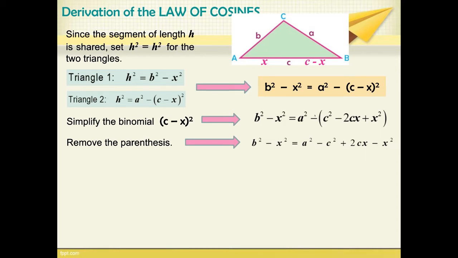Now notice that there's a minus sign outside the parenthesis. Therefore, all the signs of the terms inside this parenthesis will change. That's why c squared became minus c squared, minus 2cx became plus 2cx, and plus x squared became minus x squared. Then we add x squared to both sides.